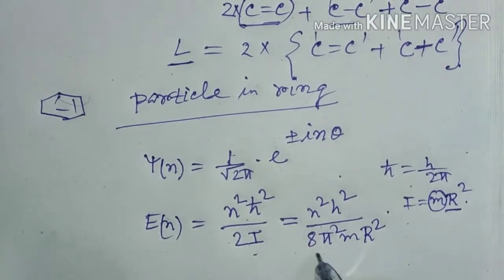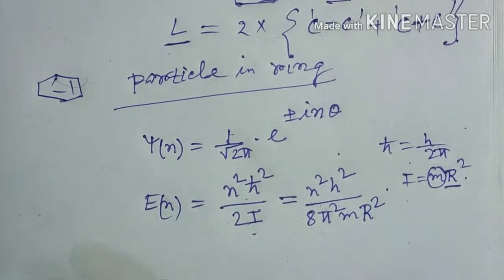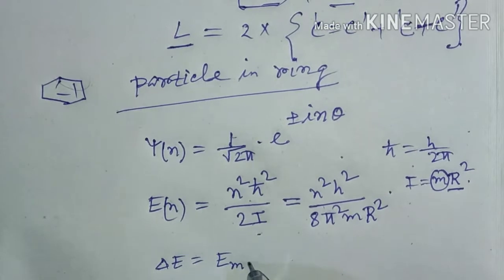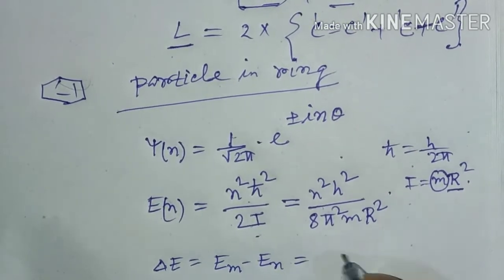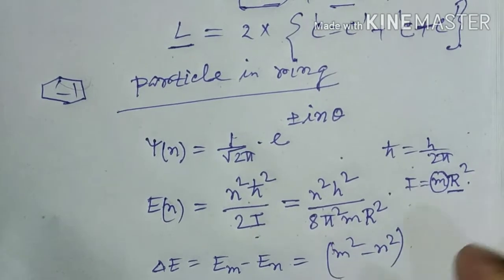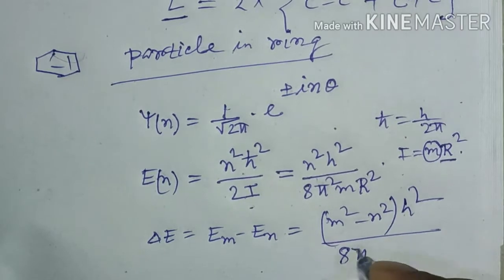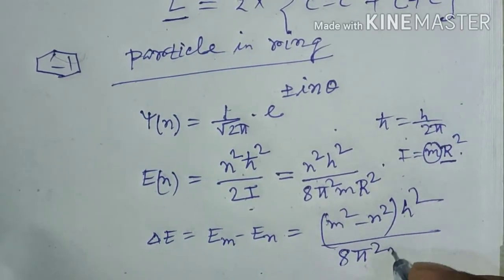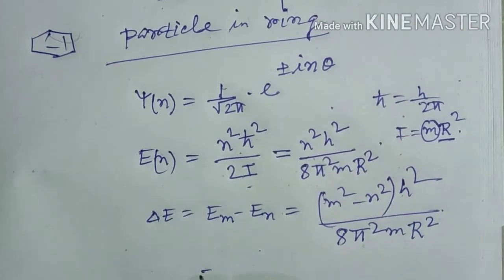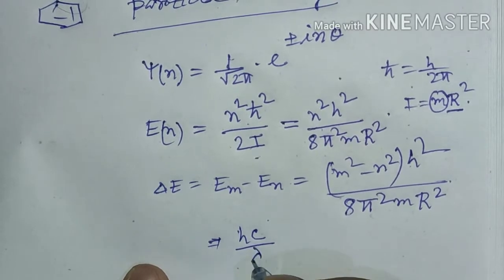Now if all the values are given, then we can calculate the energy of the nth state and the corresponding transition energy from nth state to mth state. It is also very easy. If you just know the formula, then you can easily calculate the corresponding transition energy and similarly the corresponding wavelength for the transition.